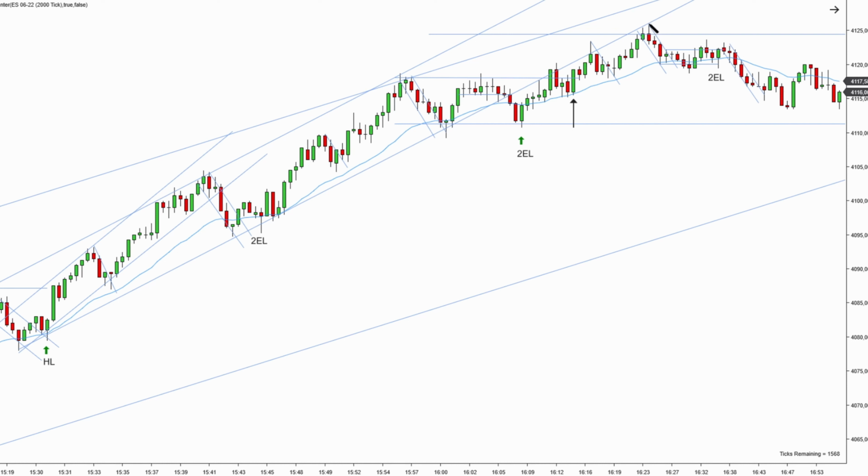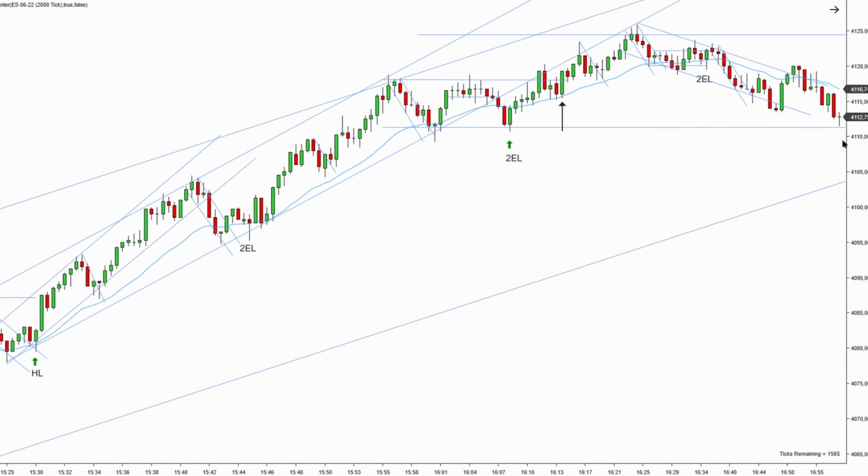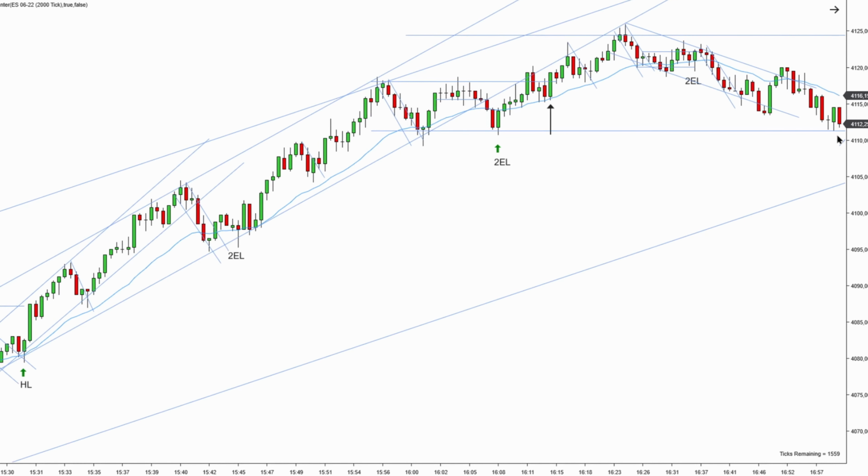So I'm just going to widen this a little bit like this. And this now makes sense. We have a break, we're working lower. I'm going to extend the double bottom into a triple bottom and see if price is going to react.